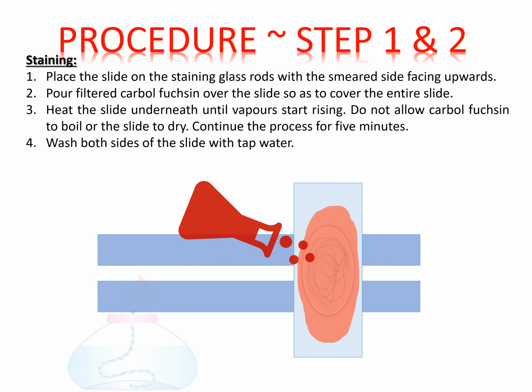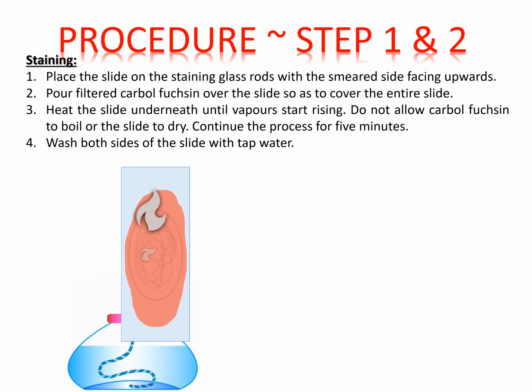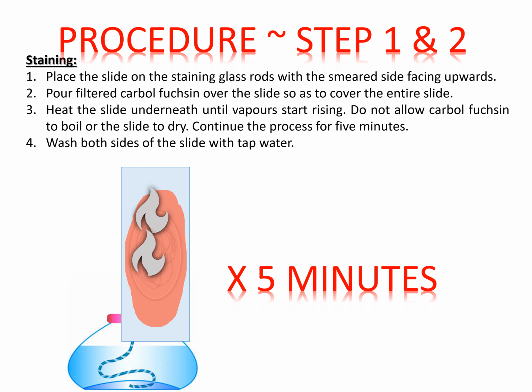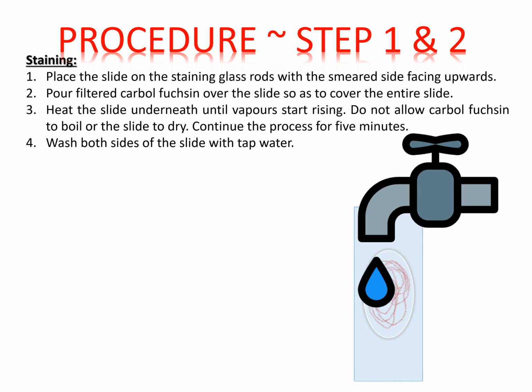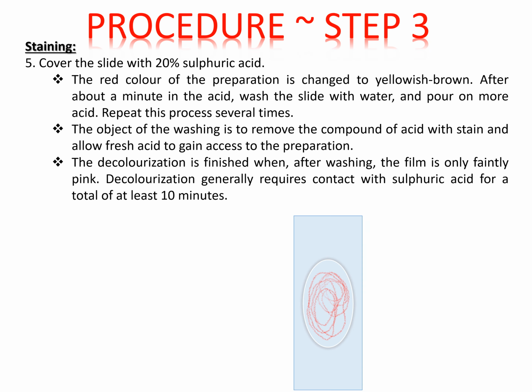Heat the slide underneath until vapors start rising. Do not allow the carbol fuchsin to boil or the slide to dry. Continue the process for 5 minutes. Wash both sides of the slide with tap water. The next step is to cover the slide with 20% sulfuric acid. The red color of the preparation changes to yellowish brown.